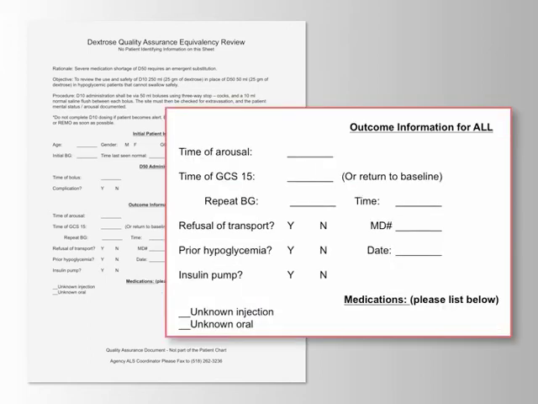After the patient has begun to come back to a normal level of consciousness, record the initial time of arousal, the time the patient regains their baseline, or a Glasgow Coma Score of 15, whichever is appropriate for the patient. Please perform a repeat blood glucose and record that time as well. We'd like to know if these patients refuse transport, and we know many of them do. We'd also like to know if the patient has prior history of hypoglycemia, because we do know that some of these patients have frequent episodes of hypoglycemia.